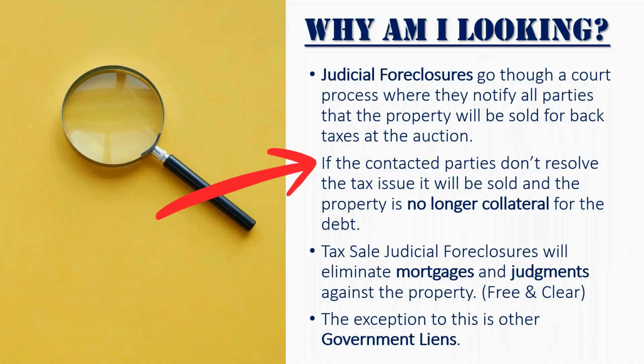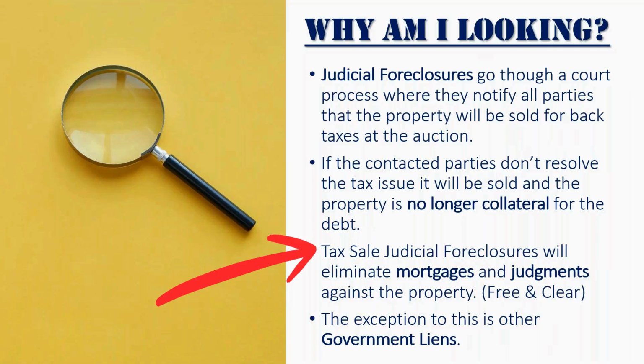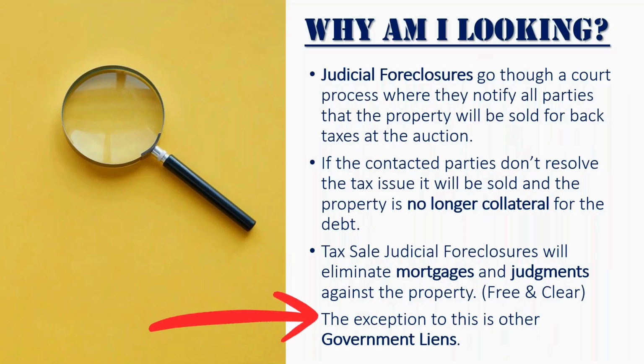If any of these contacted parties, whether a bank or any other type of mortgage or judgment against the property, don't resolve the tax issue, then just like the homeowner, it's going to be sold for the back taxes, and the property itself is no longer collateral for that bank note. So when we're talking about tax sale investing, this is the important process. It's going to eliminate those mortgages, but it's not going to eliminate other government issued liens in most cases. We talked about how Pennsylvania will do that, and there are some states that don't, but generally those aren't going to be released through this judicial foreclosure.